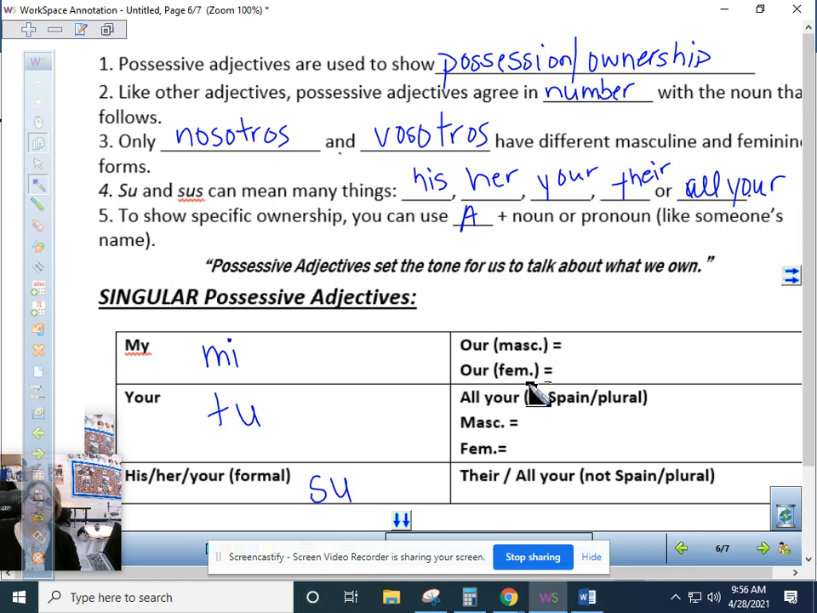Our masculine, okay, see, here you see where the nosotros and the vosotros goes, there's a masculine and a feminine version for both. So make sure you know that. So if the noun that comes after it is masculine, like libro, you would use nuestro. But if the noun that comes after it is feminine, like casa, then it would be nuestra. Okay? All your. This is vuestro, and you can see it looks very similar to the one above, and vuestra, right? We just changed one letter. And then, of course, su again.